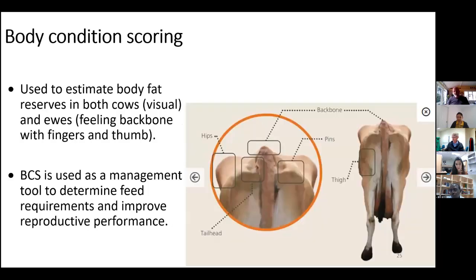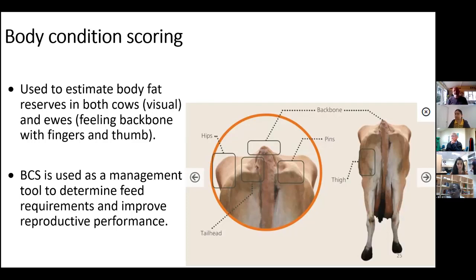Body condition scoring is just the assessment of body fat in cows and ewes. In this example, we're looking at a cow, and that's done visually. If it was a ewe, because of the wool, they have to use thumb and fingers to do that measurement. It is used for animal management, to determine the amount of feed required and also reproductive performance.